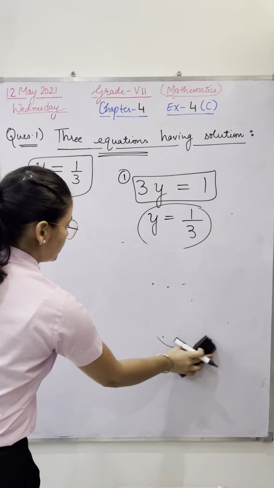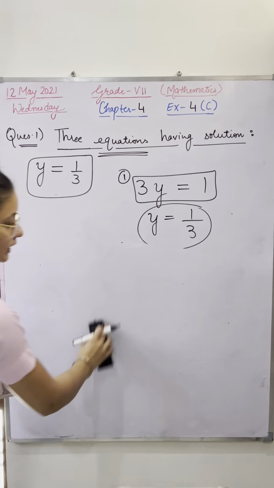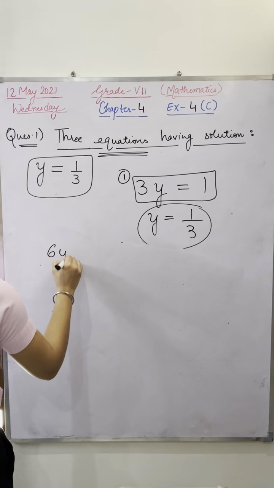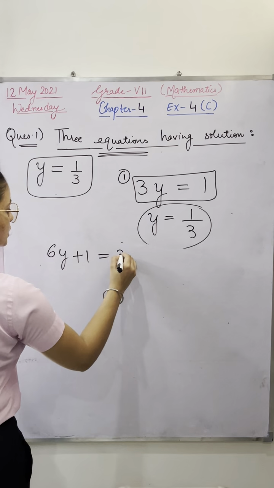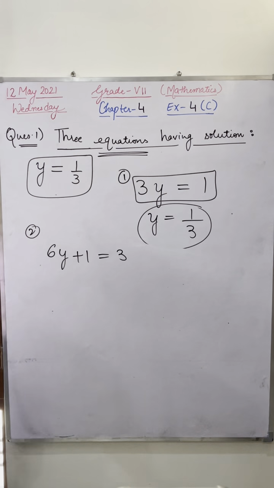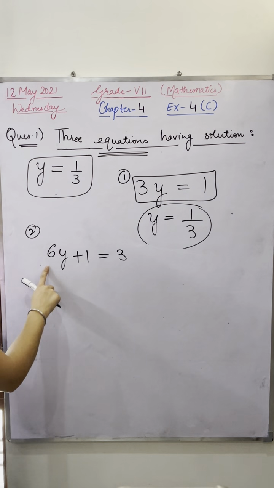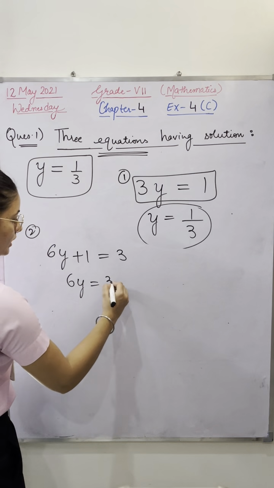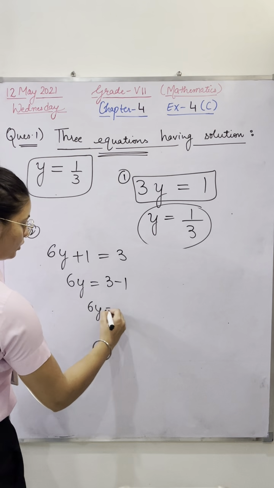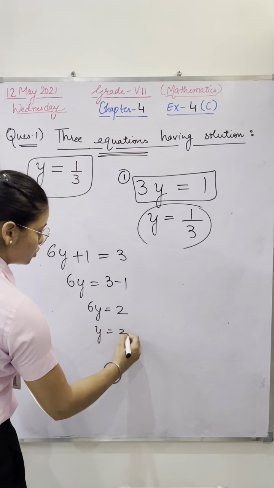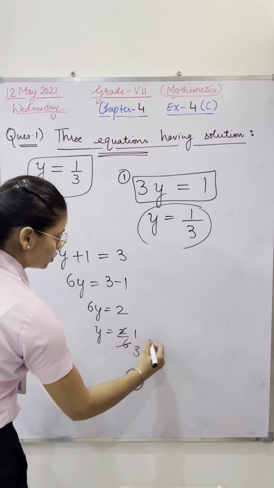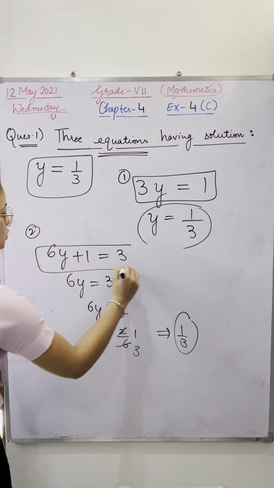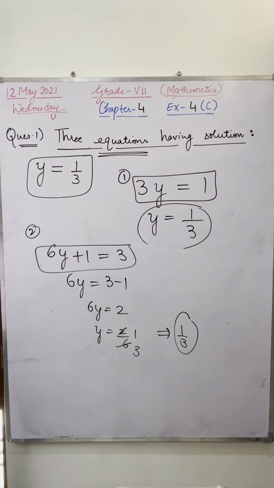Suppose this is the first equation. Second, I'm making it with addition. 6y plus 1 is equal to 3. This is my second equation. Let us solve. 6y is equal to 3 minus 1. 6y is equal to 2. y is equal to 2 upon 6. 2 ones are 2, 2 threes are 6. The answer will be 1 upon 3. Okay, so in this way also you can make the equation.